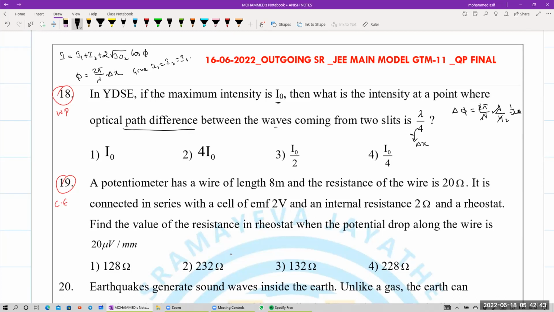Now what is the value of I? I is equal to I naught plus I naught plus 2 under root of I naught into I naught, that is I naught square, into cos of phi, where the phase is 1 by 2. If the value of the cosine argument is 1 by 2, what is the value? For what value is it 1 by 2?